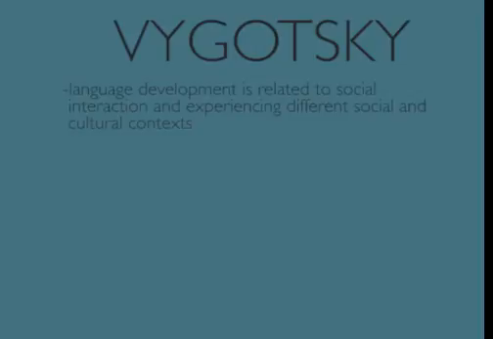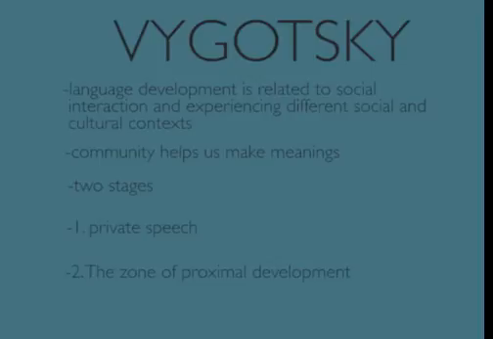The next theorist is a socio-cultural theorist, Lev Vygotsky. His theory says that language development is related to social interaction and experiencing different social and cultural contexts. It says our community helps us make meanings. There are 2 stages to this theory. Number 1, private speech, which is speaking alone, and number 2, the zone of proximal development. This is where a model is provided which can be applied to a similar situation which might arise in the future.